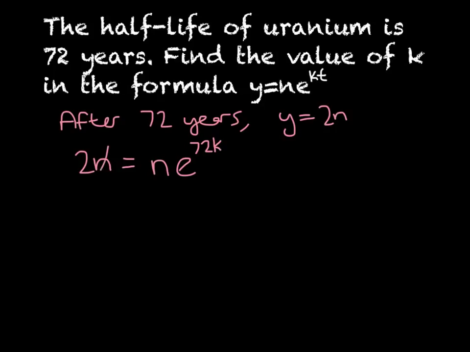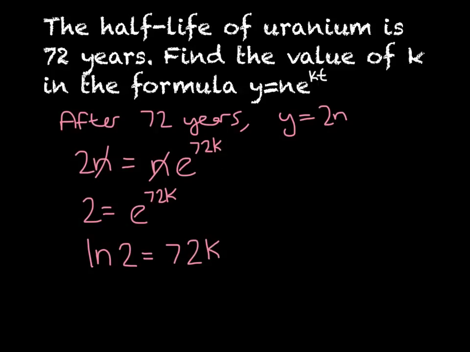Now we can divide by n on both sides. 2 equals e to the power of 72k. We can take the natural log of both sides so that we end up with ln of 2 equals 72k, or k equals the ln of 2 over 72. So k equals about 0.0096.